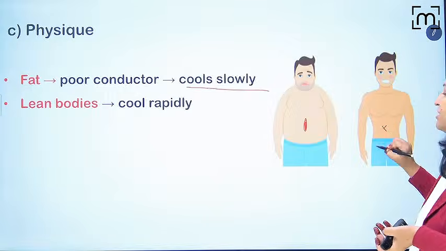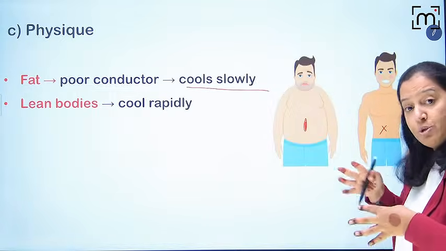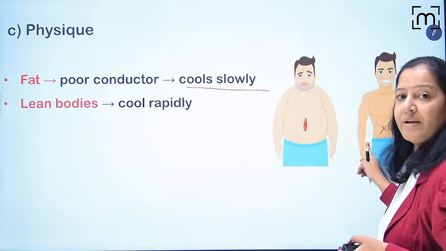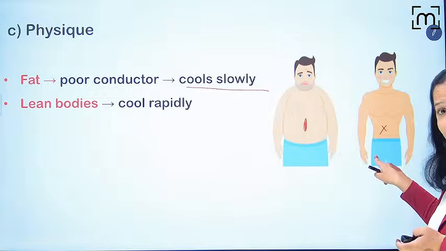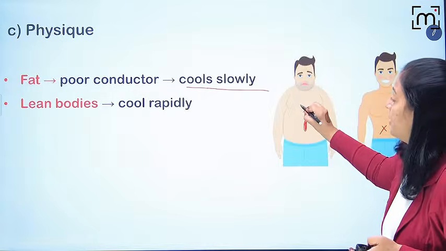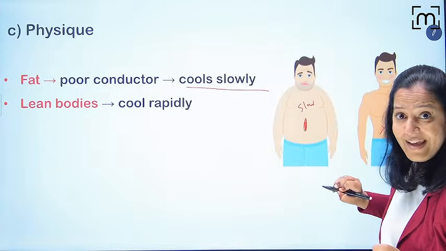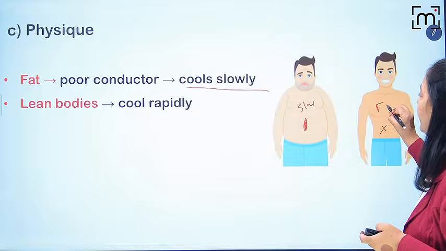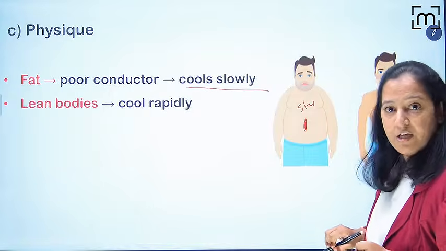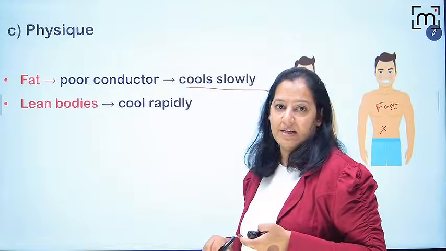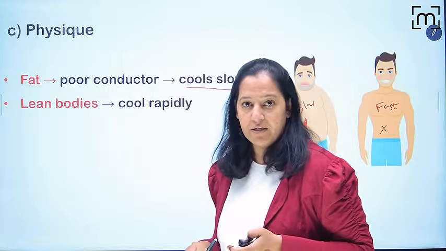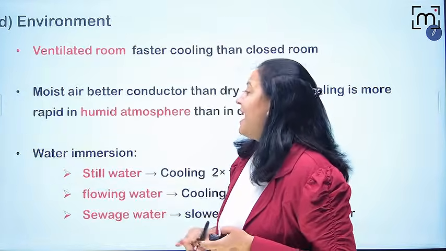Lean body doesn't have much fat. Subcutaneous fat is less, so it will cool much faster. So if there are dead bodies of an obese person and a lean person, the obese will cool slowly and the lean will cool fast. You can understand, it depends on the subcutaneous fat. I hope you got it. That is the physique. The next is the environment.